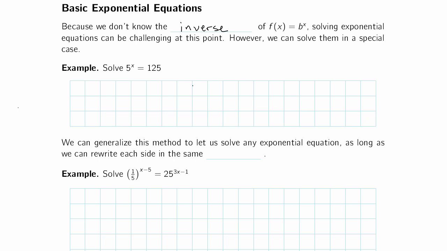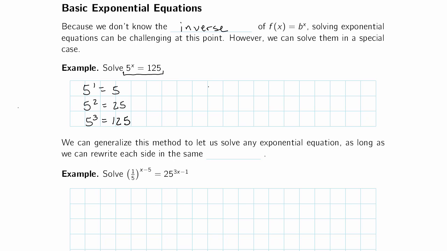So here's a kind of equation that we totally know how to solve. We can actually solve this one just by trial and error, right? 125, I think that's some power of 5, right? 5 to the first, that's 5. 5 to the second, that's 25. 5 to the third, that's 125.